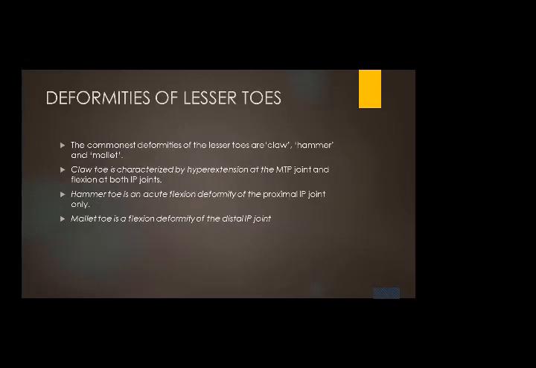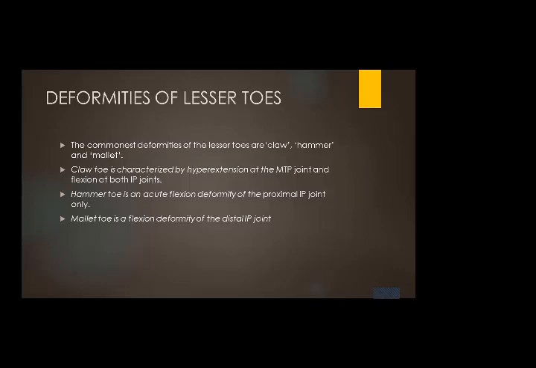Now, deformities of the lesser toes. The commonest deformities of the lesser toes are claw toes, hammer toes, and mallet toes. Claw toe is characterized by hyperextension at the metatarsophalangeal joint and flexion at both interphalangeal joints, while hammer toe is an acute flexion deformity of the proximal interphalangeal joint only.